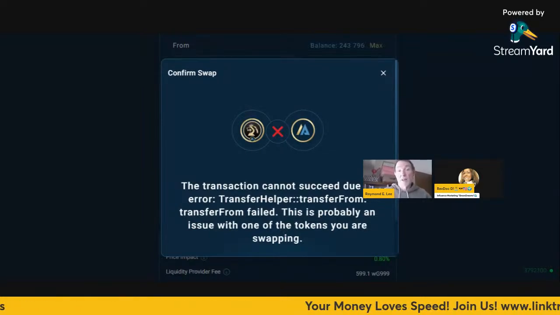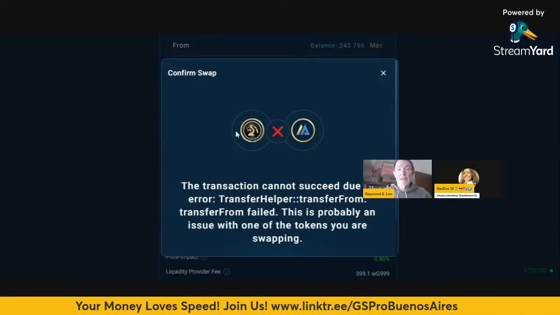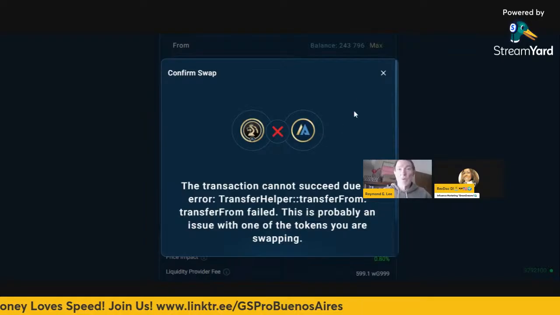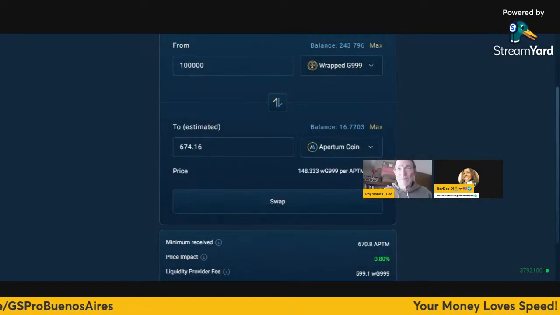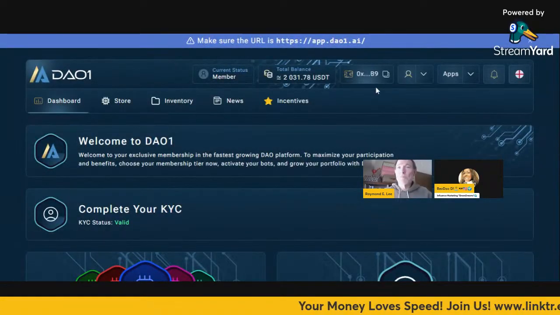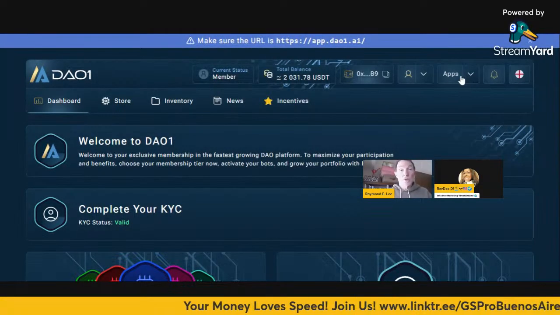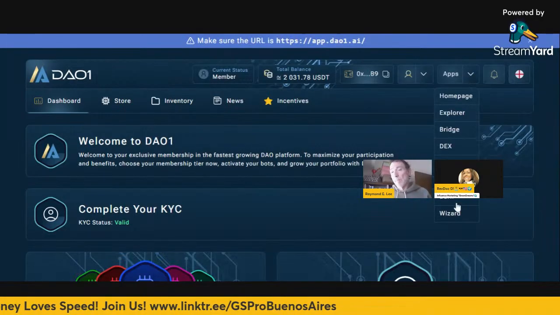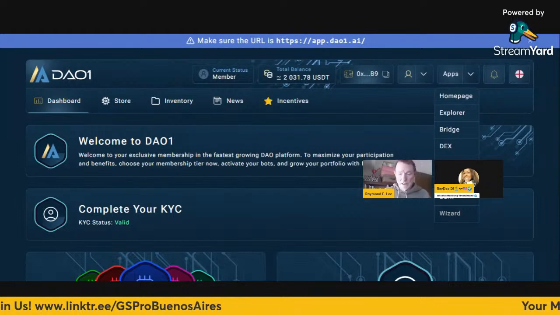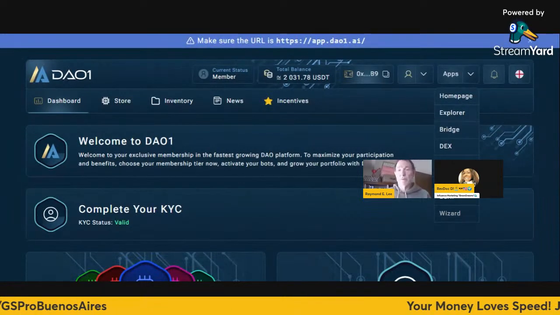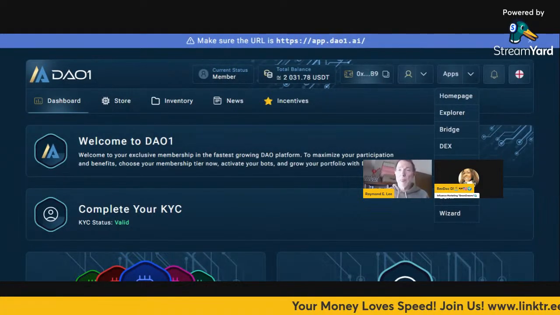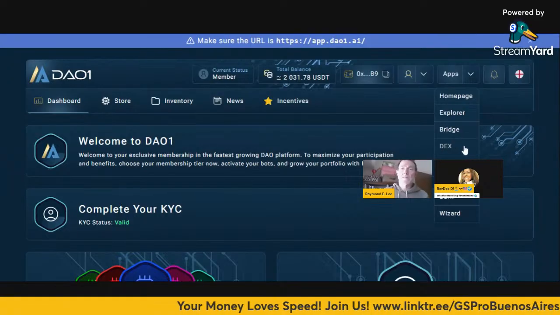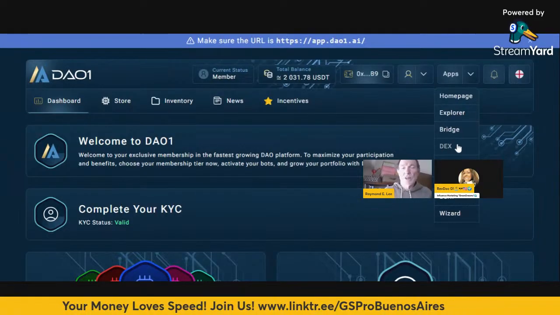And what I think the issue is, is that the token that we're having issue with is this wrapped G999, because if we come back to the dashboard, this is open source, so it's decentralized. You can come and set up different applications, networks. You can do that all yourself here from this wizard. You can see here that we have 2 dexes. So a dex is a decentralized exchange.